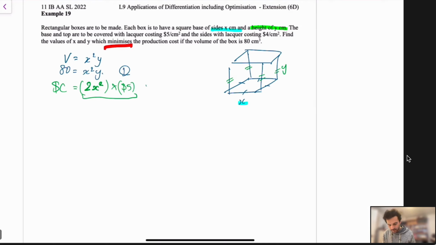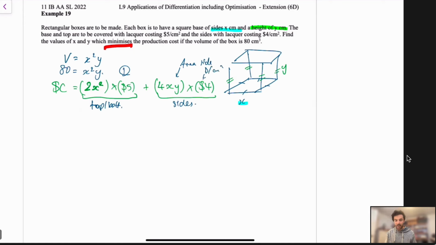The next part is the sides. Now we've got 4 sides there, and the area of each one of those is xy. So there, this is the area, and these sides are going to be $4, so a bit cheaper. So this is the top and bottom, and this one's the sides. This here is the area of the side, and this is the dollar rate per the side. Okay, and the same for the other side there. Now we've got a cost equation.